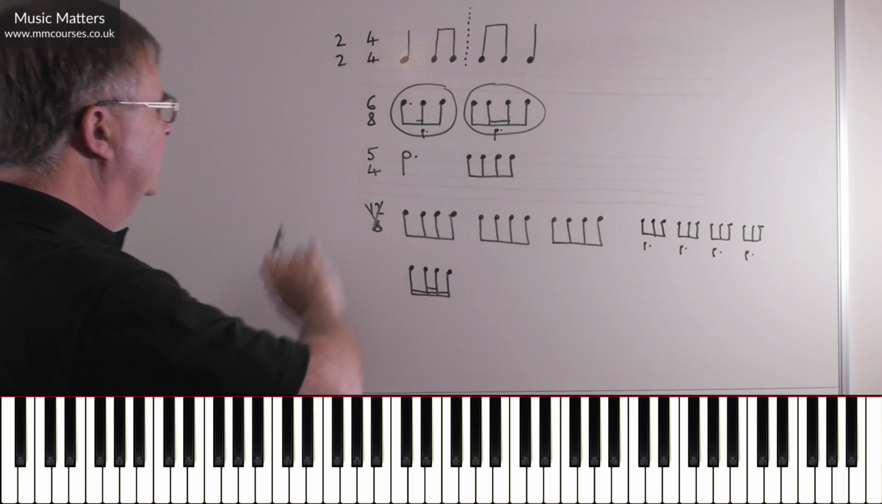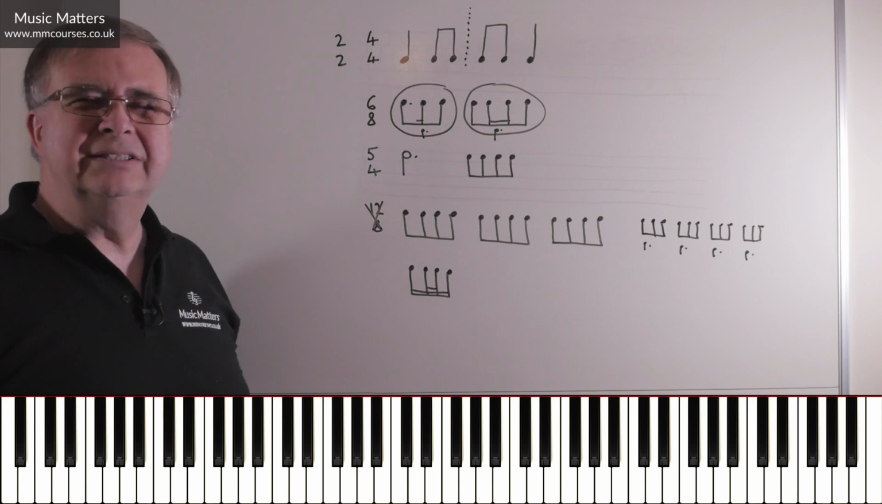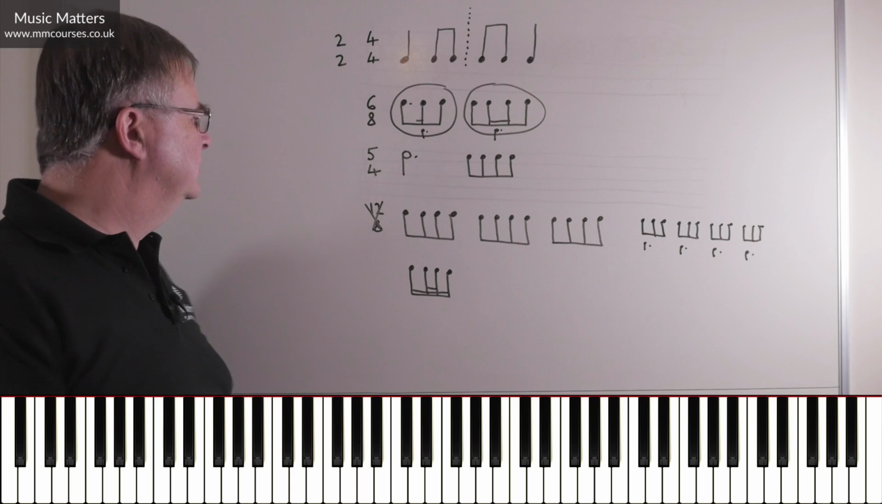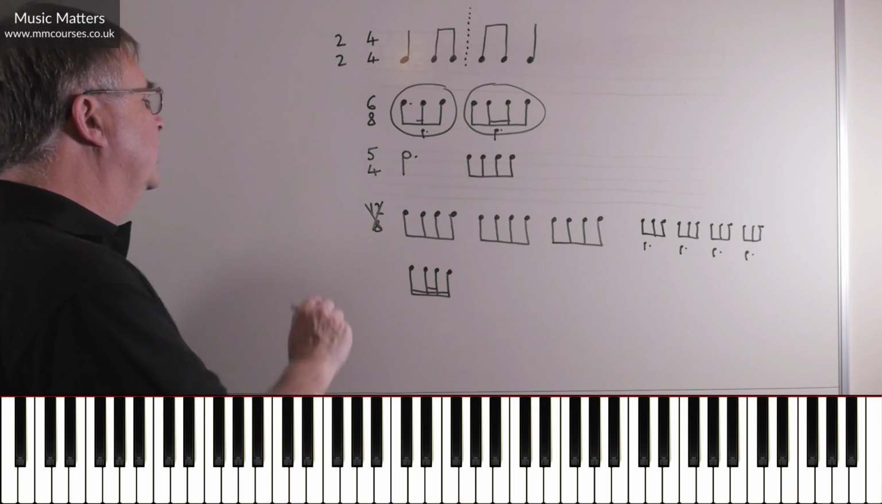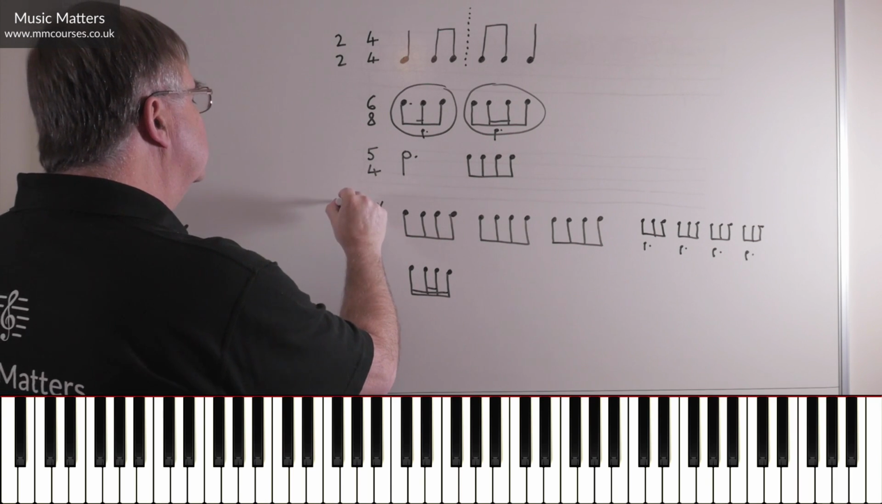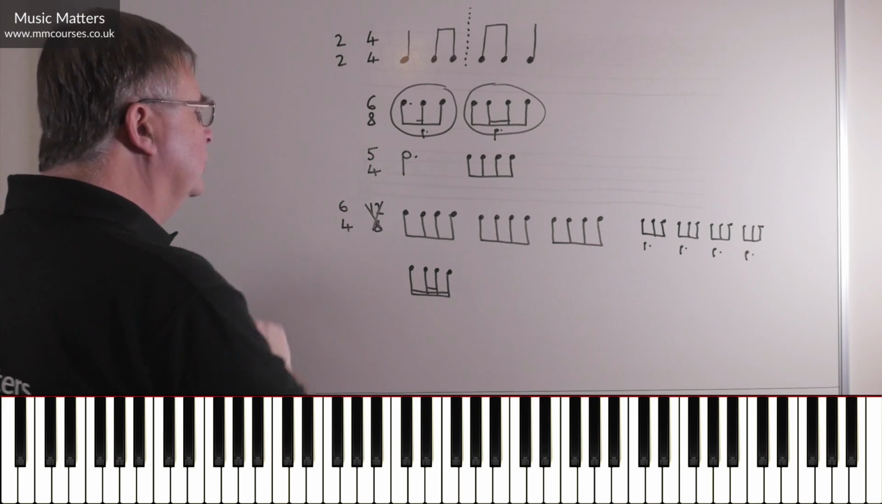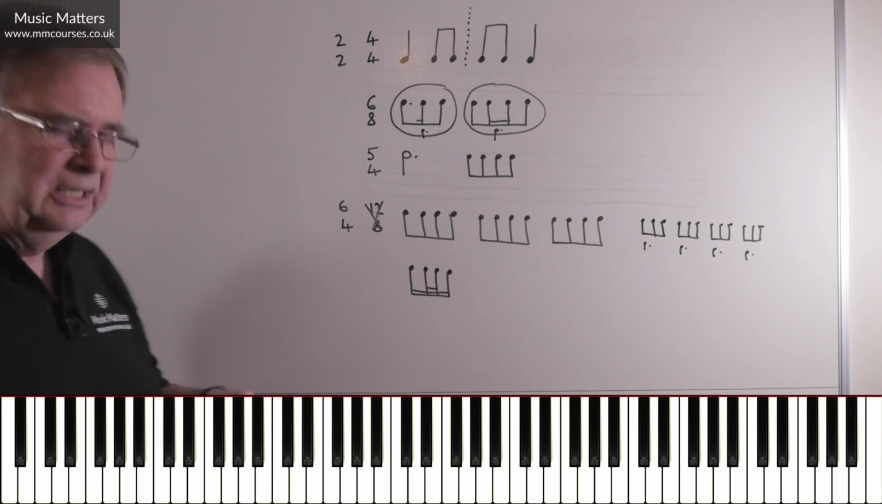Okay, double the numbers, 24/16. Whoa, that sounds like a lot, doesn't it? I'm not sure that's going to be a good one. What happens if we halve the numbers? So that would give us 6/4. Ah, now maybe we're a bit nearer.